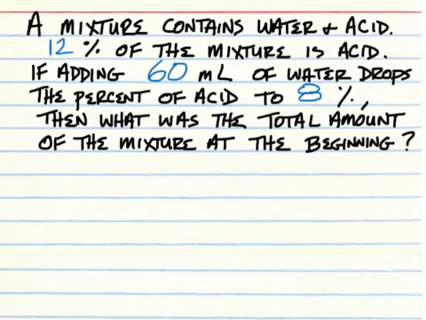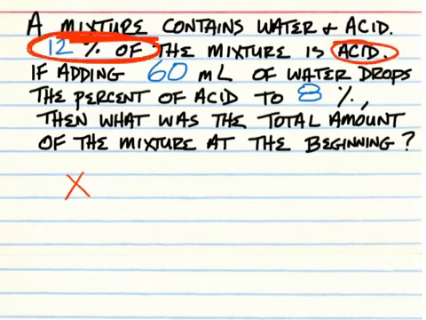Example number 2. A mixture contains water and acid. 12% of the mixture is acid. If adding 60 milliliters of water drops the percent of acid to 8%, then what was the total amount of the mixture at the beginning? We don't know the amount of the total mixture at the beginning, so we make it X. But in order to find out how much acid we have, we still have to multiply it by 12%, so we do 0.12 times X. That is the amount of acid we have.